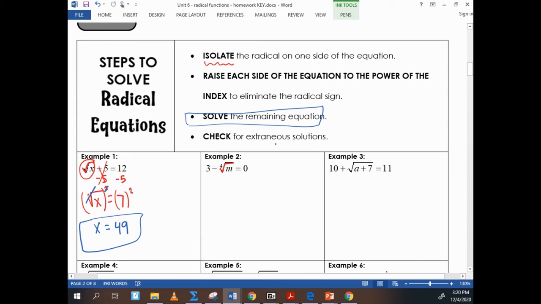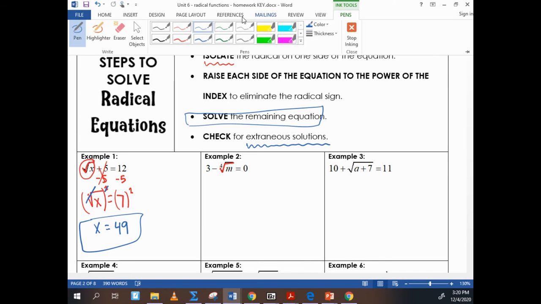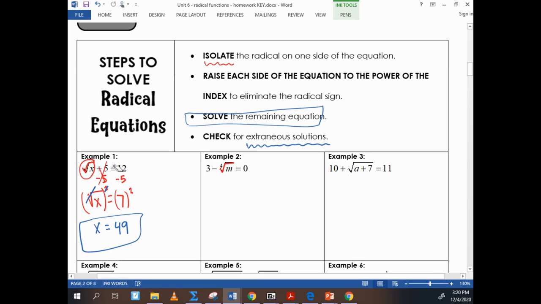Last thing you want to do is check the solution. These equations, just like our last unit, will have extraneous solutions. So I'm going to erase this so I can see better what my original problem was. Then we check to make sure that when I plug in this 49 for my x, the square root of 49 and then adding 5 should equal 12. What's the square root of 49? It is 7. And indeed, 7 plus 5 is equal to 12. So that one checks, and we're done.